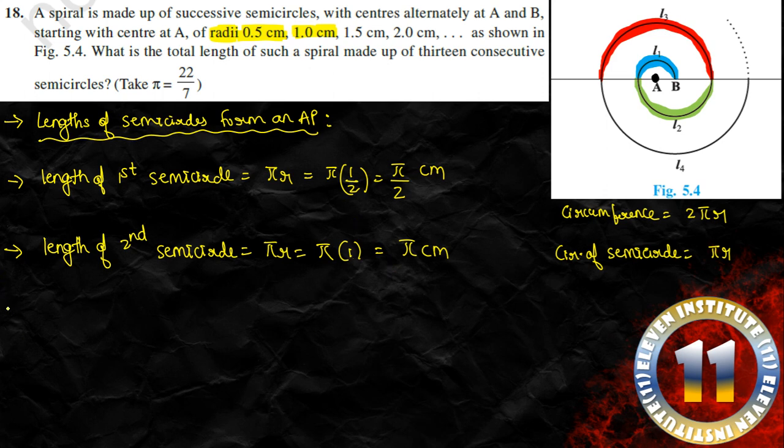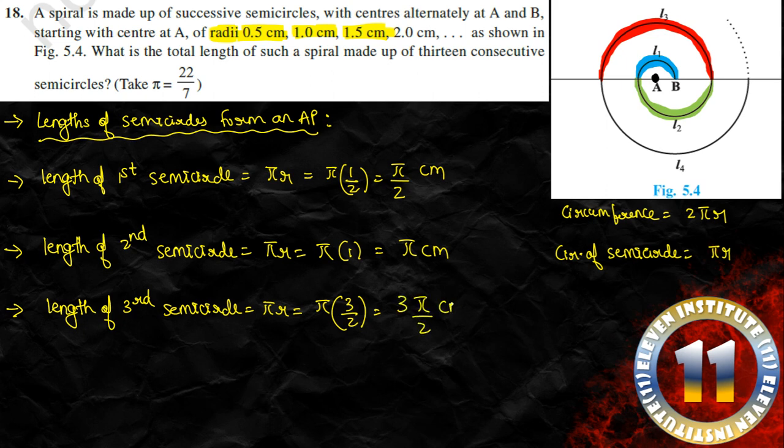Let us find one more, the length of the third semicircle. Again we use pi r. Pi will be kept as it is. Now instead of radius we can write 1.5, but 1.5 can be written as 3 upon 2. So on multiplication we get 3 pi upon 2 centimeters.